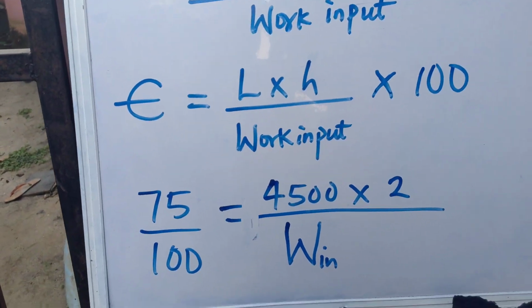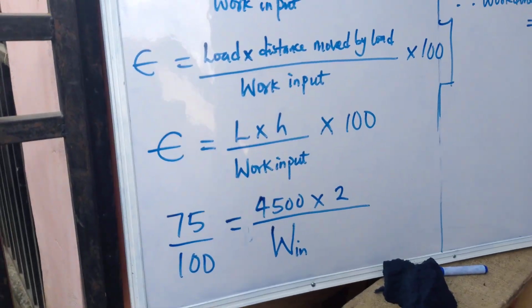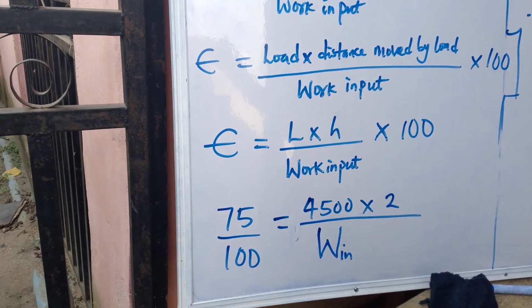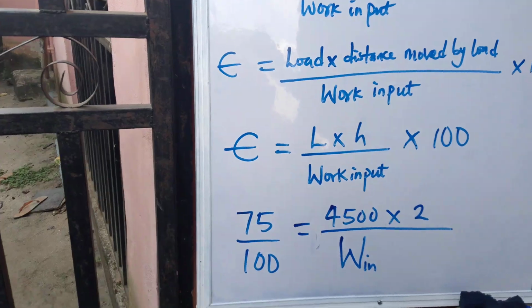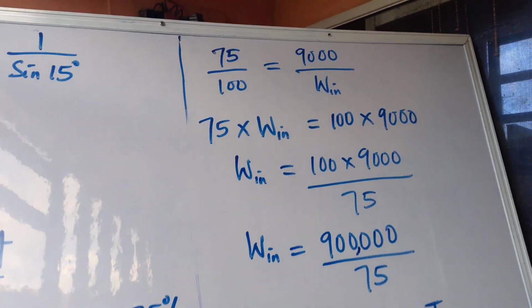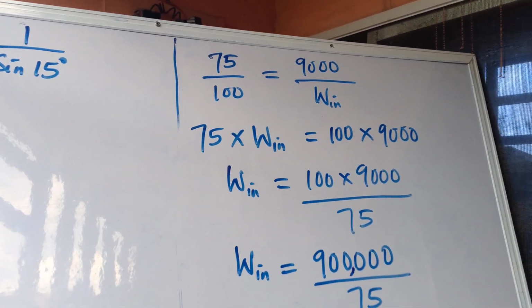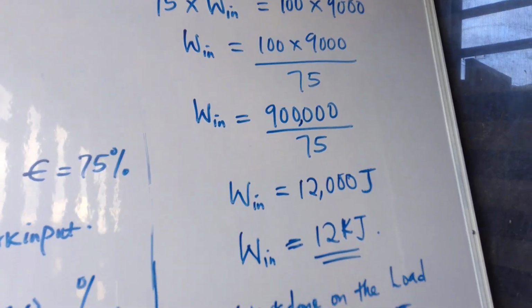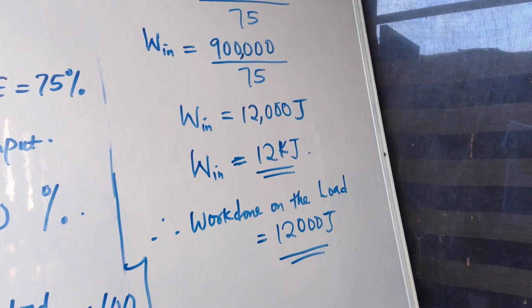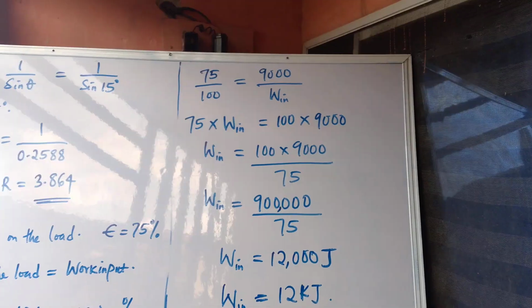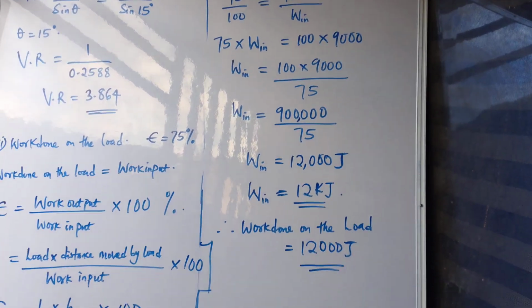So finally we solved, and we had, let's say, efficiency is equal to load times the height of the inclined plane over the work input. We solved, and finally we have work input as 12 kilojoules, which is the work done on the load.